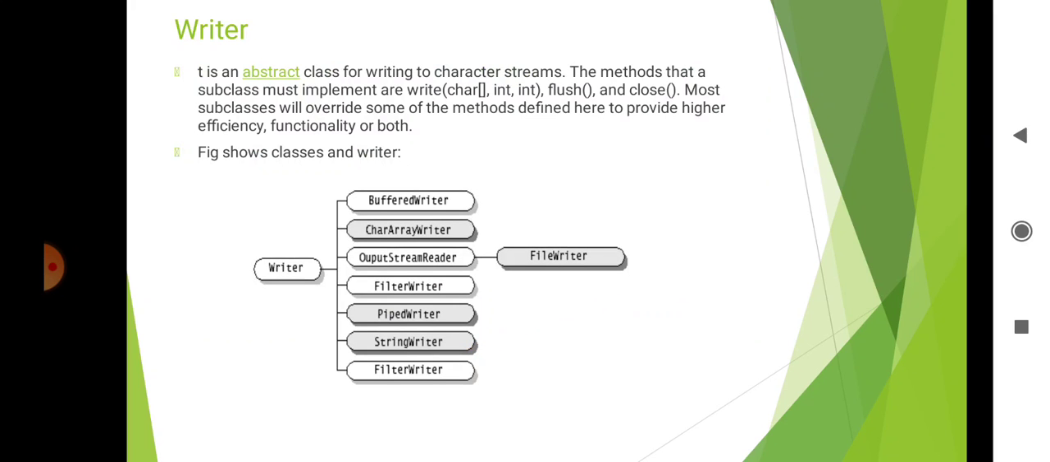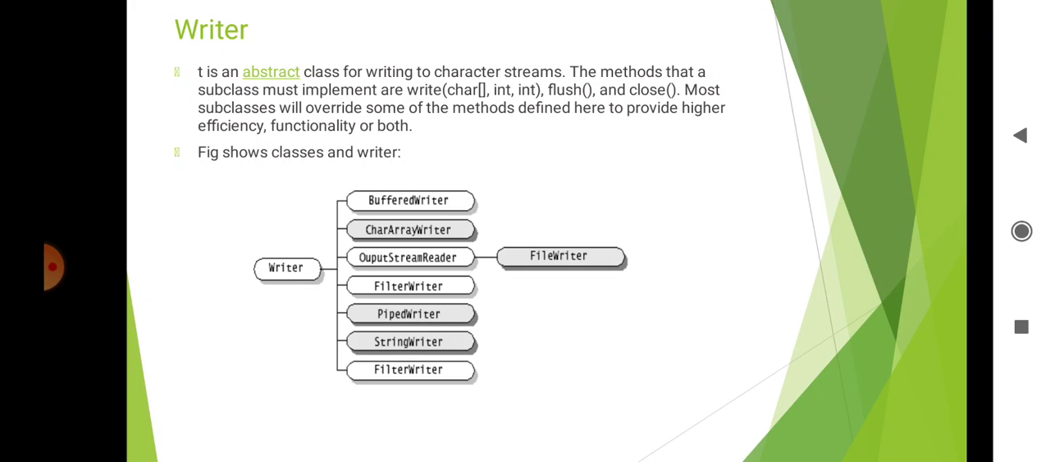Then second type is writer. It is an abstract class. It provides a stream analogue of output stream, but it uses characters and not bytes. Here it is an abstract class for writing to a character stream, and the methods that a subclass must implement are write(char[], int, int), flush, and close. Most subclasses will override some of the methods defined here to provide higher efficiency, functionality, or both.